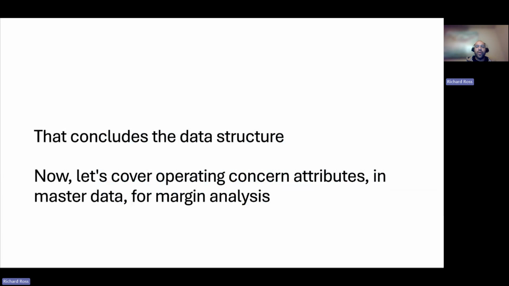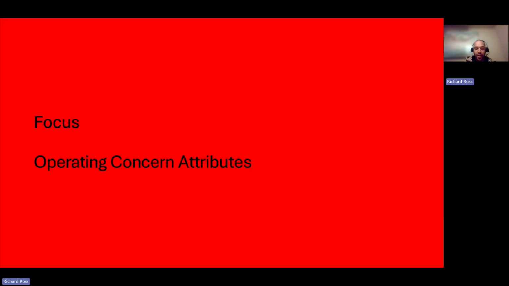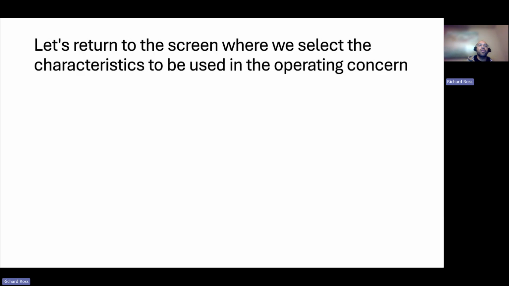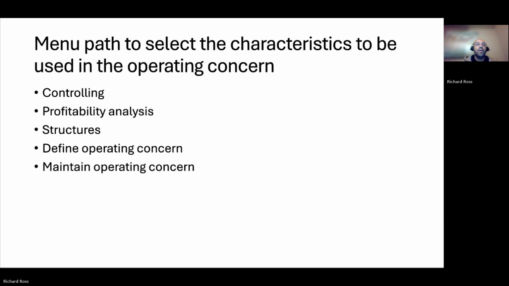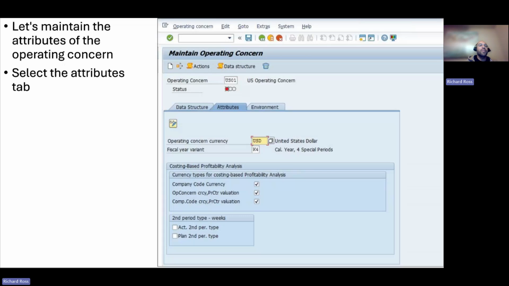Now, let's cover operating concern attributes in master data for margin analysis. Focus: operating concern attributes. Let's return to the screen where we select the characteristics to be used in the operating concern. Menu path: Controlling, Profitability Analysis, Structures, Define Operating Concern, Maintain Operating Concern. Let's maintain the attributes of the operating concern.